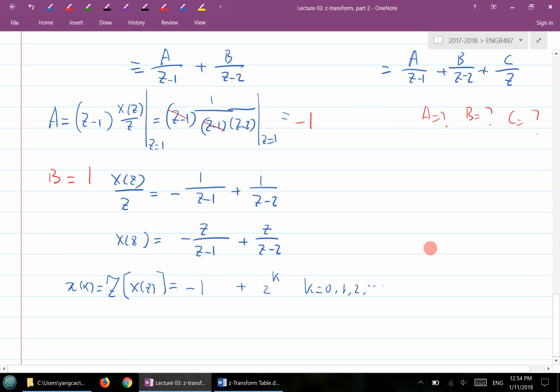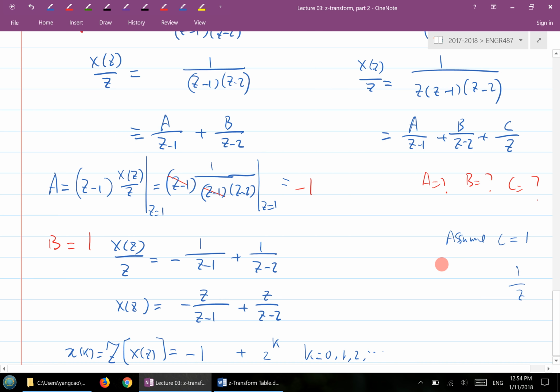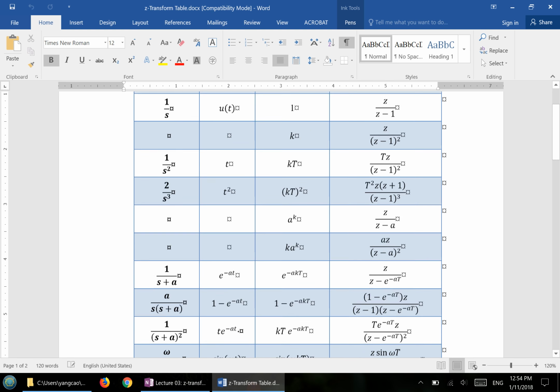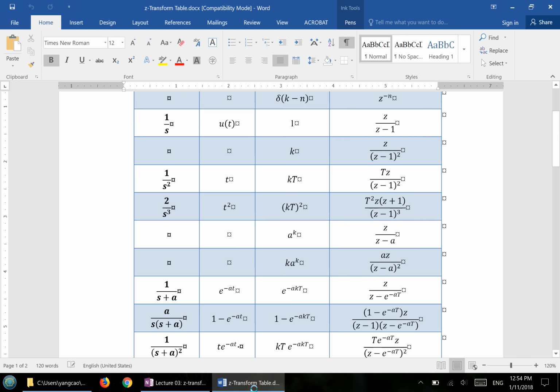If you're coming back to this one here, okay, let's do this one. Suppose you got a C equal to 1. So you basically have 1 over z here, and you multiply the z back to here. When you multiply the z back, this term on the right side is basically just 1, isn't it? So if you look at the table, which one is it? What does it mean?